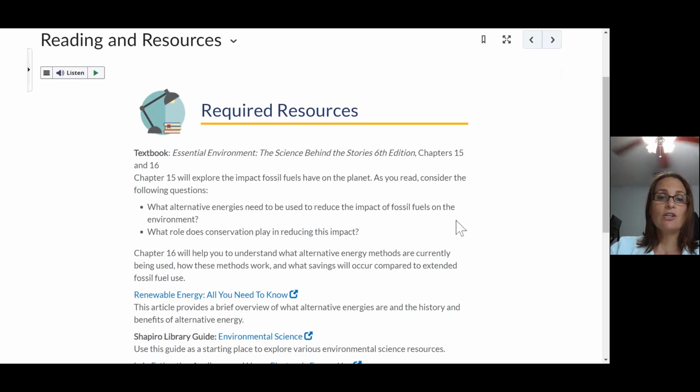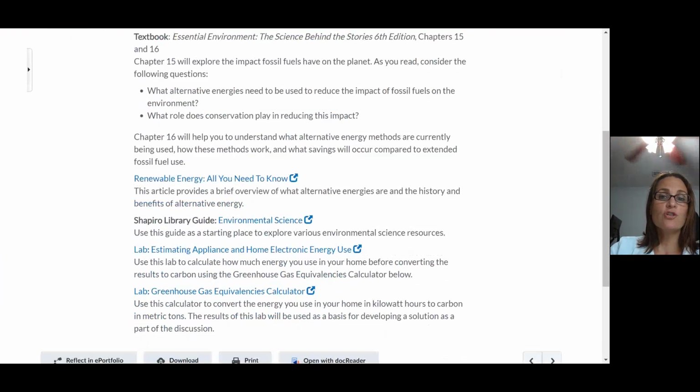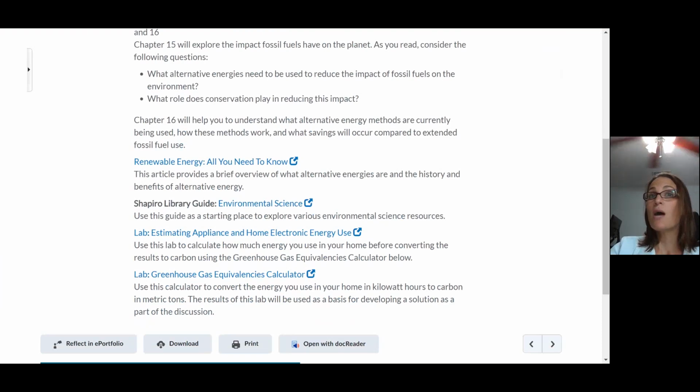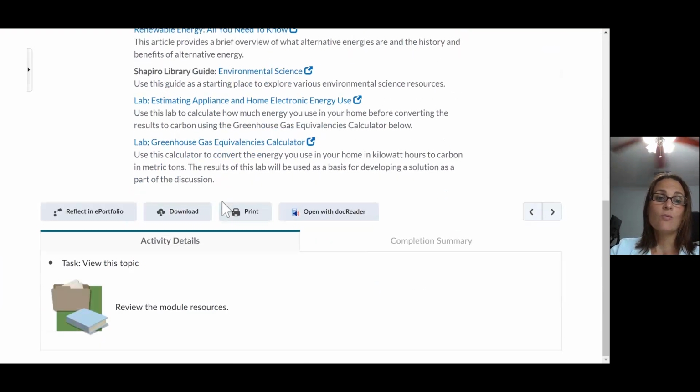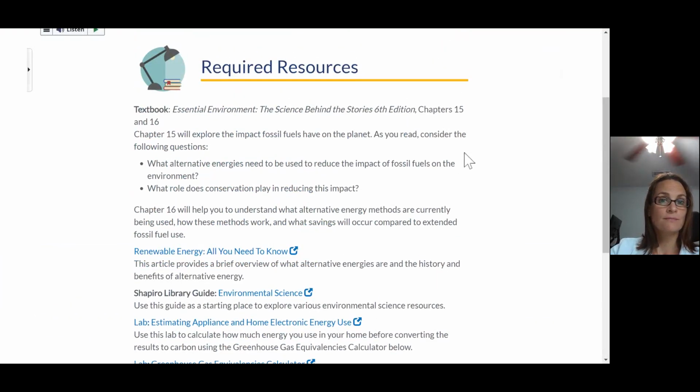Chapter 16 is going to take a look at understanding what alternative energy methods are currently being used. So how do these methods specifically work? What savings can we expect from reducing our fossil fuel use? There is an article here about renewable energy, all you need to know, so you can take a look at that as well. And you can look at some labs here, the greenhouse gas equivalency calculator, as well as estimating appliance and home energy use.